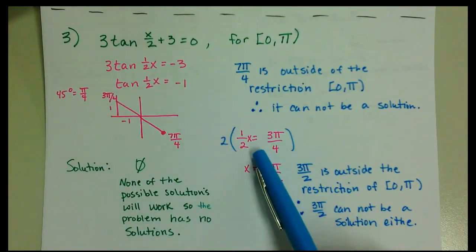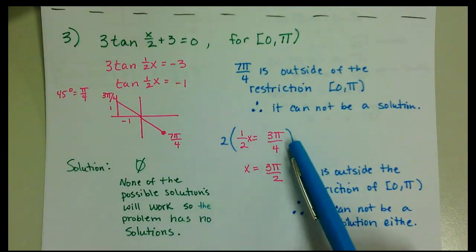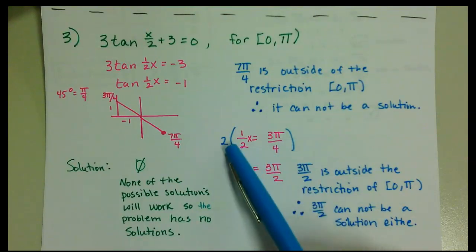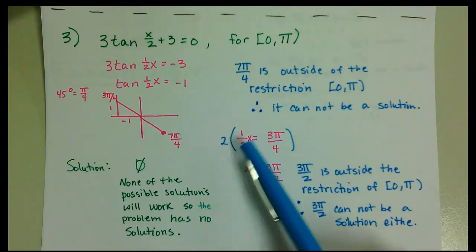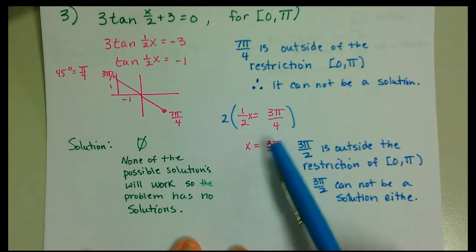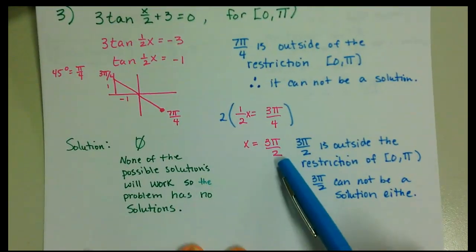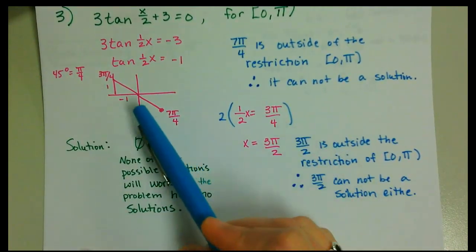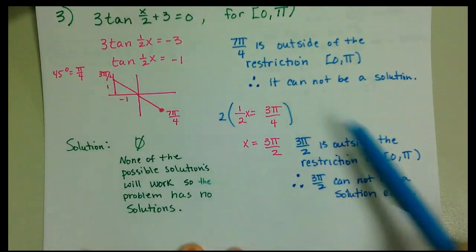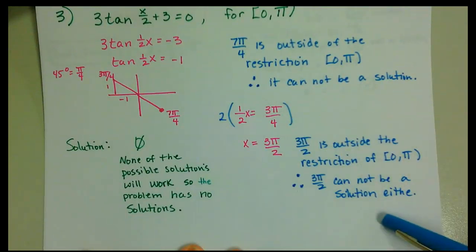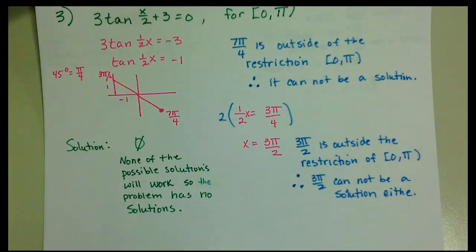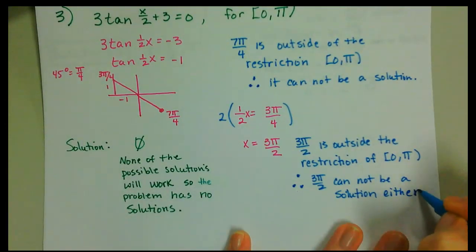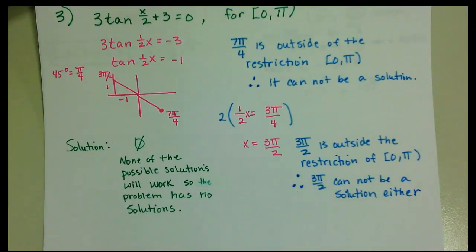So I do 1/2 x equals 3 pi over 4, and then I would multiply everything through by 2 because I want to get rid of that 1/2. So now I have x equals 3 pi over 2. Well, there's a problem with that one because 3 pi over 2, remember, is down here, which is still outside of my restriction. So it can't be a solution either. And if neither one of them can be a solution, then that's when we would use the empty set, which is this symbol, because none of the possible solutions will actually work.